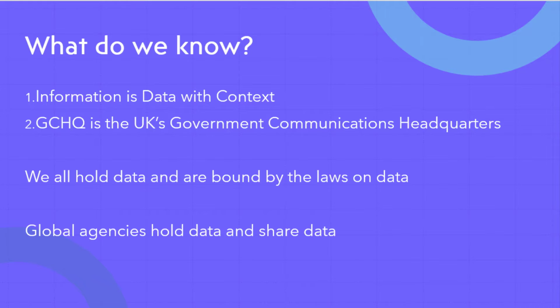GCHQ is the UK's Government Communications Headquarters, and they are the holders of a lot of information about a wide range of things, and they are our intelligence agency. We all hold data, and we're all bound by the laws on data, and global agencies hold data and share data between them. You already know about the European Union, you'll know about NATO and things like that. Countries that have alliances with each other share data for the common good and protection of their citizens.